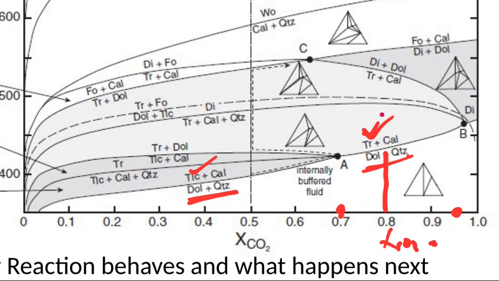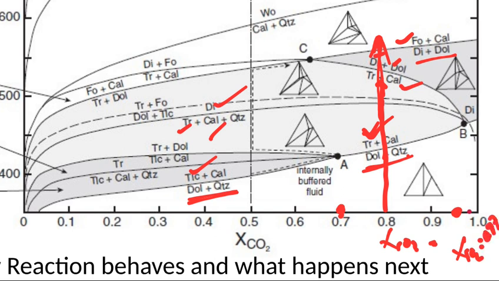Then tremolite again reacts with calcite, and it will form diopside. This tremolite again reacts with calcite and will form diopside plus dolomite. Then diopside plus dolomite will form forsterite plus calcite. This is the reaction path. At the same time, if xCO2 is greater than 0.97, then the first thing that forms is diopside. Dolomite plus quartz will directly form diopside. Then diopside will react with dolomite to form forsterite plus calcite. You got it? I am telling here.